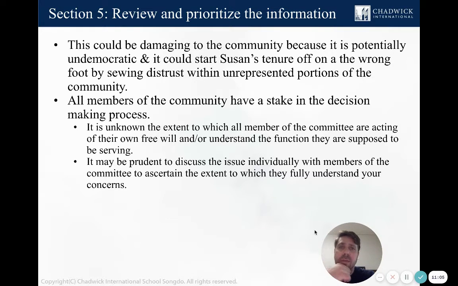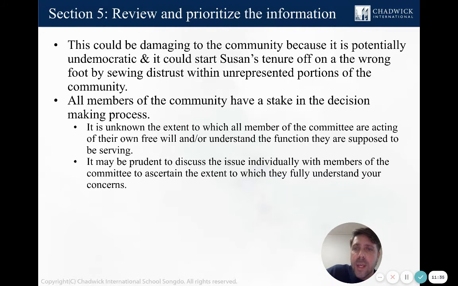So again, this could be damaging to the community because it is potentially undemocratic, and it could start Susan's tenure off on the wrong foot by sowing distrust within unrepresented portions of the community. Again, we don't know whether this has been consciously done or unconsciously done, but what is certainly apparent is that the intention of why the committee was formed has been perverted to some extent.